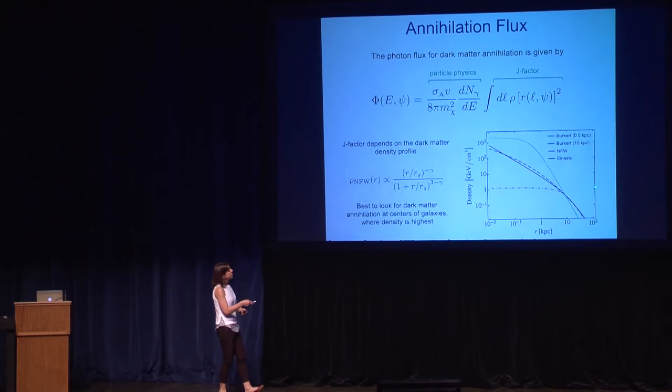For most of the results I'll show you over the course of this talk, I'm going to be assuming an NFW profile, but you can always reinterpret any of those results in terms of any of these other profiles. It's a general kind of systematic uncertainty that goes along with us.